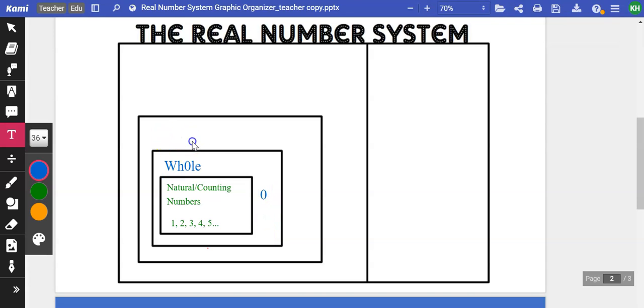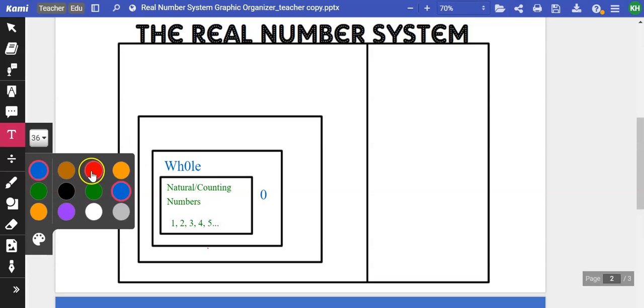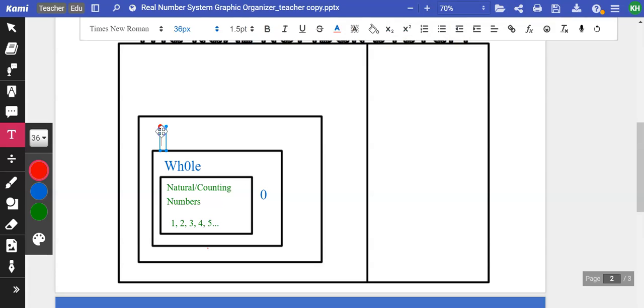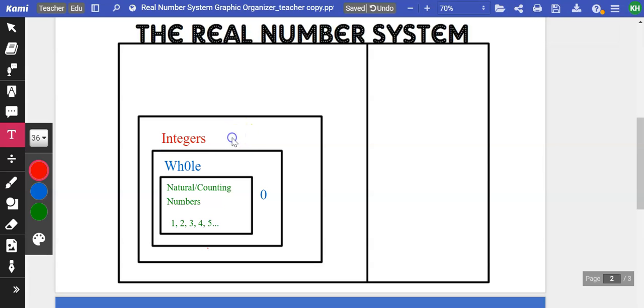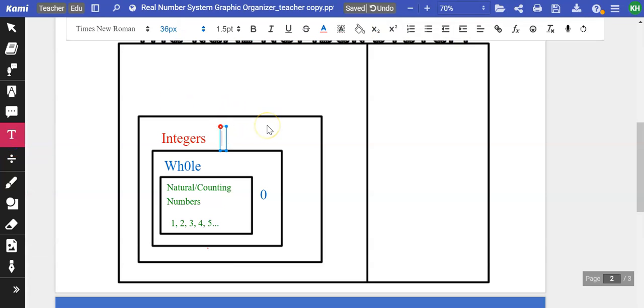Now make a new text box in the next section, and I'm going to use red because this will be the first time that we talk about negative numbers. The integers include numbers like, well, let me make another text box. -3, -2, -1, etc. And the integers also include 0, the whole numbers, and also the natural counting numbers like 1, 2, 3, 4, 5. So integers are not just the negative numbers. Integers also include 0 and 1, 2, 3, 4, 5, etc.